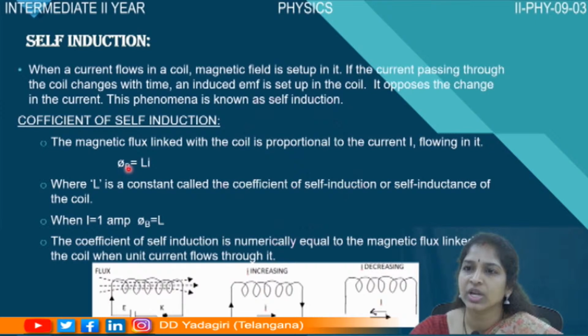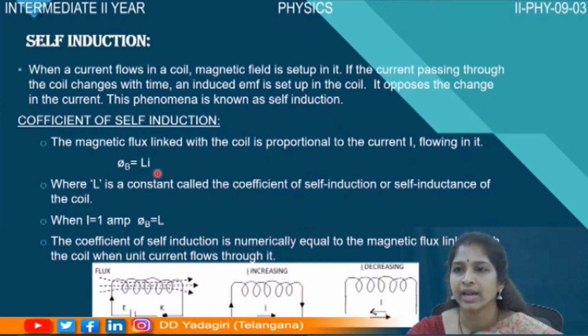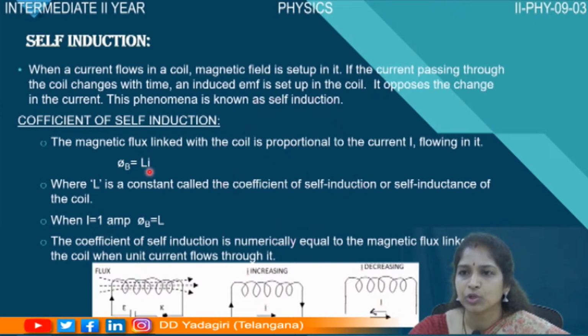When we remove this proportionality, we get a constant. That constant here is L. This L is called the coefficient of self-induction or self-inductance of the coil. So from this equation, phi B equals L into I. Now, in order to define this coefficient of self-induction, I am considering I equals 1 ampere. Then if I substitute that in this equation, we get phi B equals L. So the coefficient of self-induction is equal to the magnetic flux.